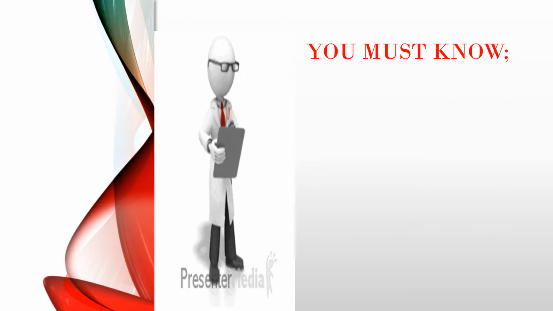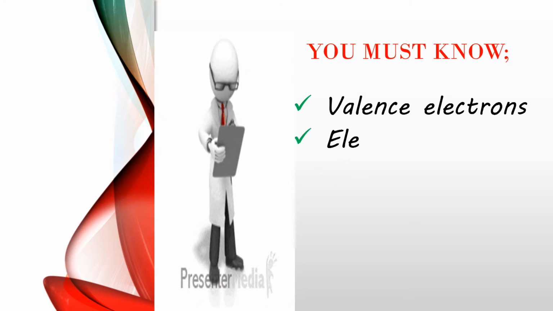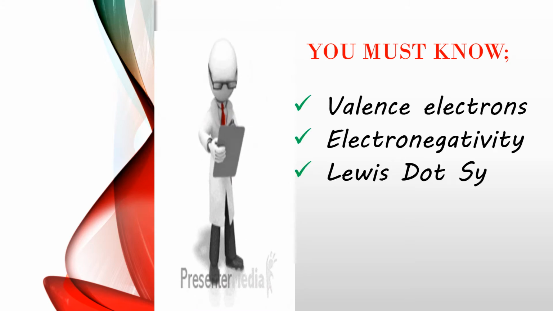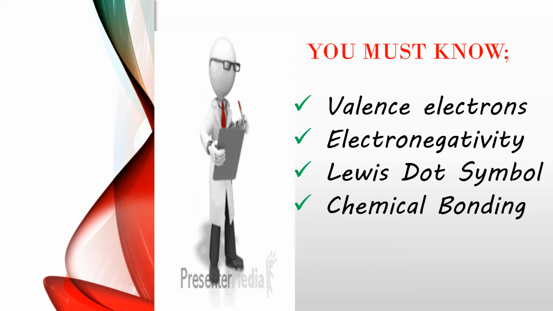Before we go further into this chapter, there are several things you must know. There are valence electrons, electronegativity, Lewis dot symbol, and chemical bonding. All these terms you have learned during the previous lessons.